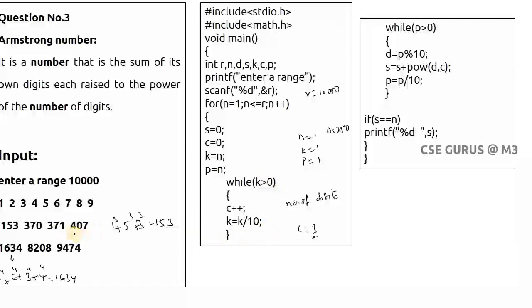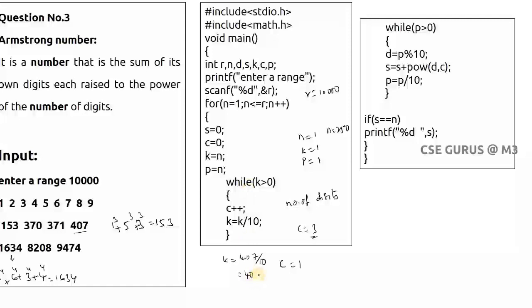Let us take this 407. So k value is 407. 407 is greater than 0, that's why c value will be incremented to 1, because it is 0 initially. Next, k equals k by 10. Now k value will become 407 by 10, which becomes 40. Only the quotient we need to consider, as this is an integer. Now it goes to the loop.